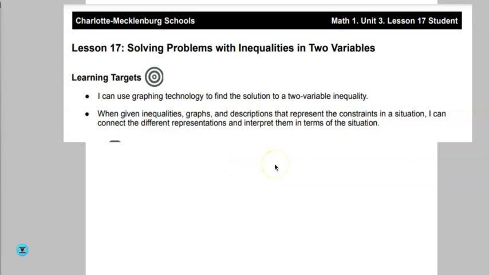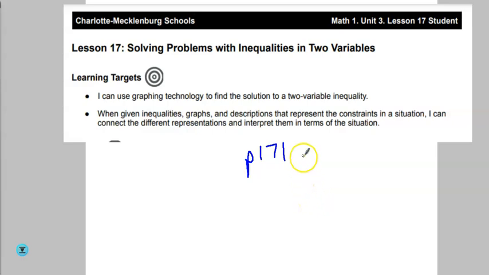Hello. Today we are going to be doing lesson 17 from Unit 3, and we are on page 171. So go ahead and turn to page 171. Pause if you need a minute.